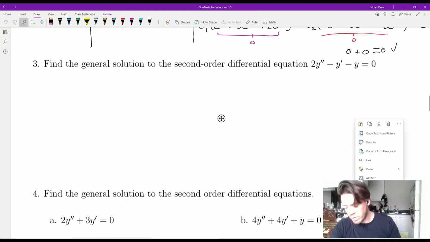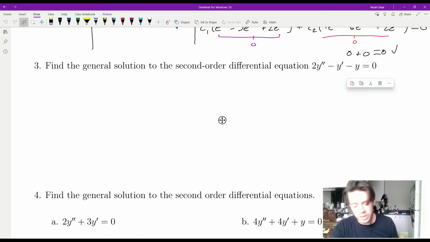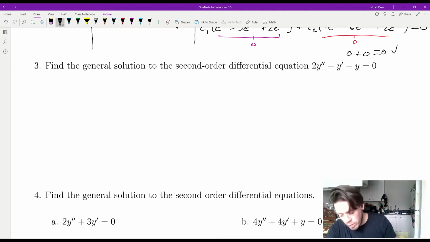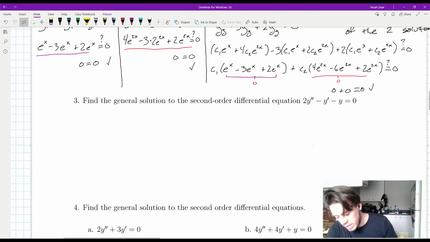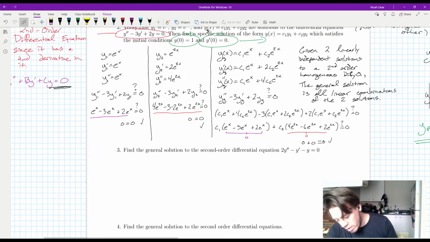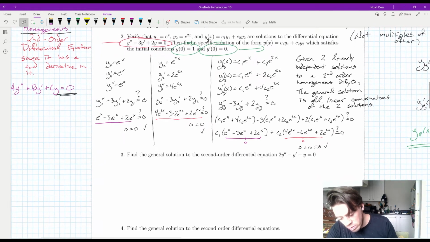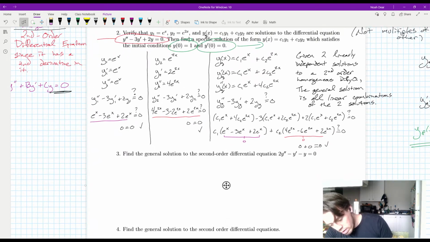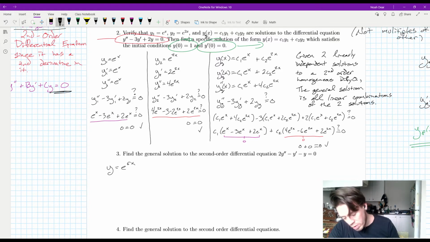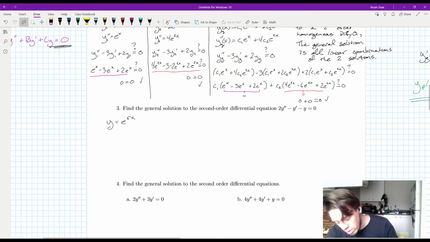We want to find the general solution to the second order differential equation 2y double prime minus y prime minus y equals 0. From the introductory example, we saw that a general solution is going to be of the form c1 e to the x plus c2 e to the 2x, and the particular solutions are going to be of the form y equals e to the rx. This is what a particular solution is going to look like.